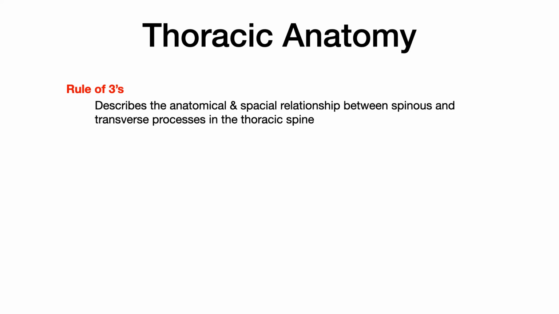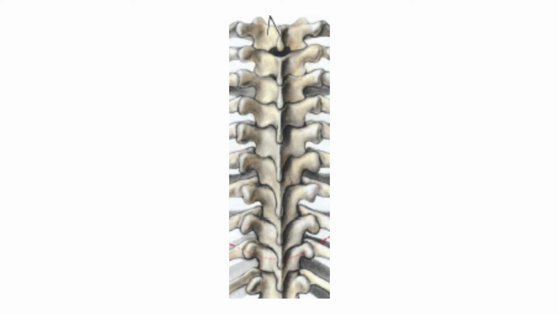The rule of threes is a rule that describes the anatomical and spatial relationship between the spinous and transverse processes in the thoracic spine. So if I zoom in on an image of the thoracic spine, what you'll note here is that as we descend inferiorly, the line between the transverse and spinous process changes over time.